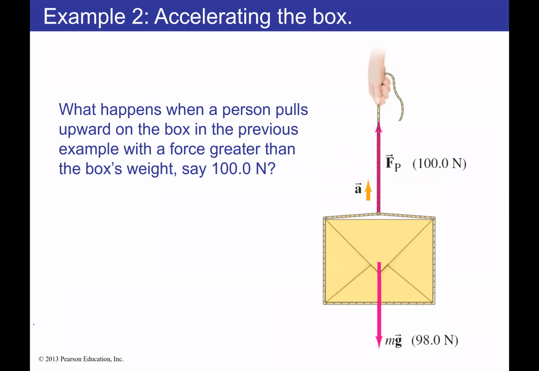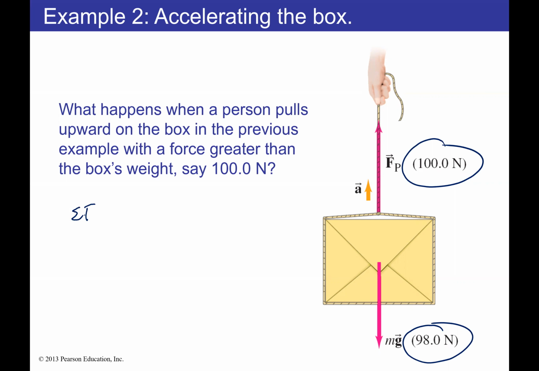Let's look at another example. What happens when the person pulls upward on the box in the previous example with a force greater than the box's weight, say 100 newtons? This is 98, this is 100. That means the person can actually start lifting the box, so our box is now being lifted, and as it starts moving upward, it doesn't make any contact with the surface anymore.